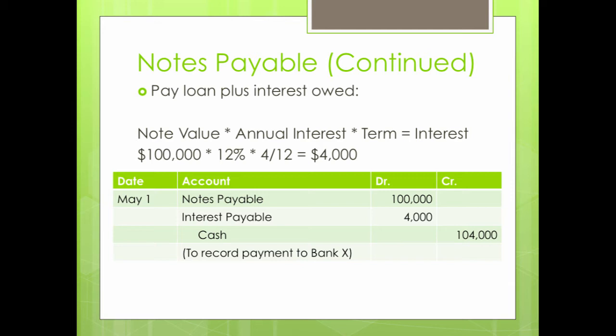And then we're going to be crediting our cash account by $104,000 because we need to take that cash money out of that account to send it to the bank. And that is to record the payment to the bank that lent you the money. Okay? That's it for when you take out a loan and it comes with interest. It could also be applicable for your credit cards.